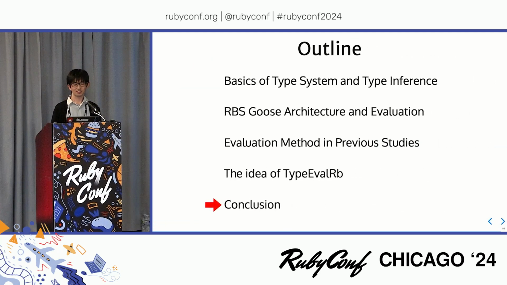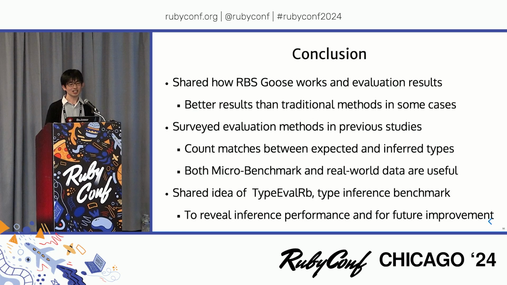Finally, let's wrap up. I shared how RBS Goose works and its current evaluation results. This evaluation revealed that LLM provides better inference results than traditional methods in examples such as generalization and dynamic definitions. For more detailed evaluation, we surveyed how previous studies evaluate type inference performance. These evaluations compared expected and inferred types and counted the number of matches as the metric. In addition, both micro-benchmarks and real-world data were seen as test data, and both seem useful.